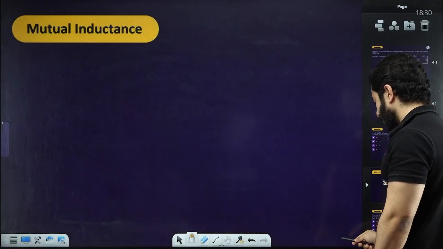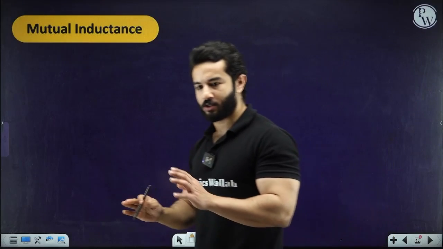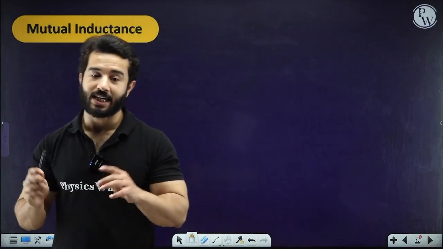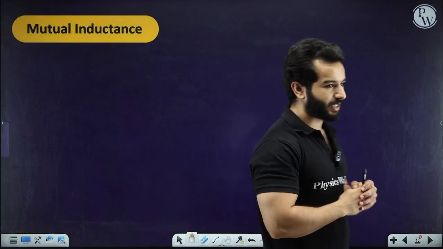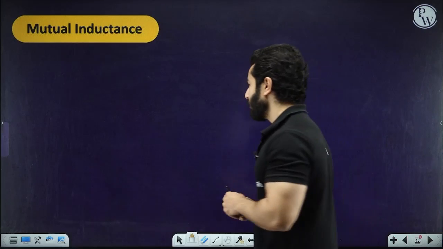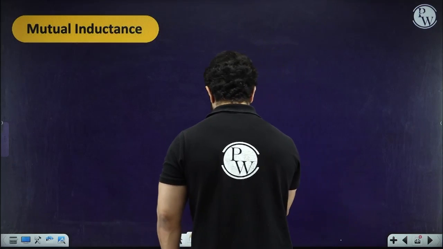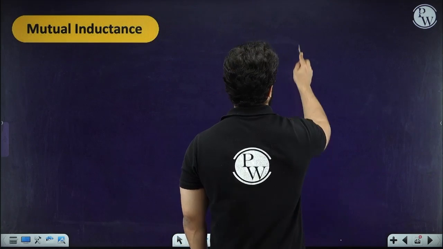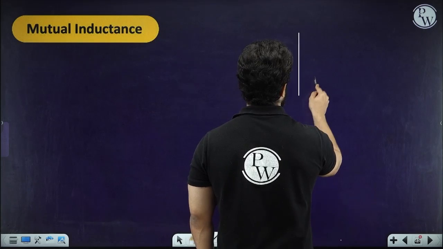Okay. Now the next topic is going to be mutual inductance. We have not skipped RL circuit. We have covered it, but mutual inductance is actually important. In mutual inductance, let's suppose that instead of one coil, we have 2 coils.